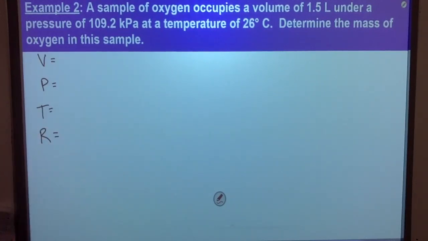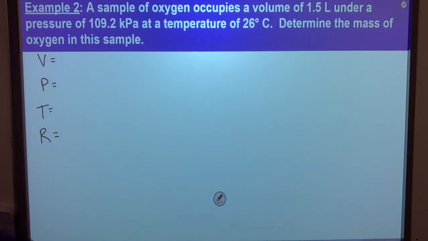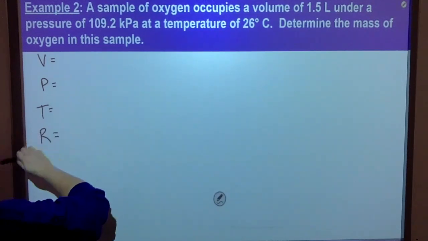So example 2 is saying that you have a sample of oxygen that occupies a volume of 1.5 liters under a pressure of 109.2 kilopascal at a temperature of 26 degrees Celsius. Determine the mass of oxygen in the sample. So this is going to be similar to the last one. So we're going to start out here pulling out the variables that we know.